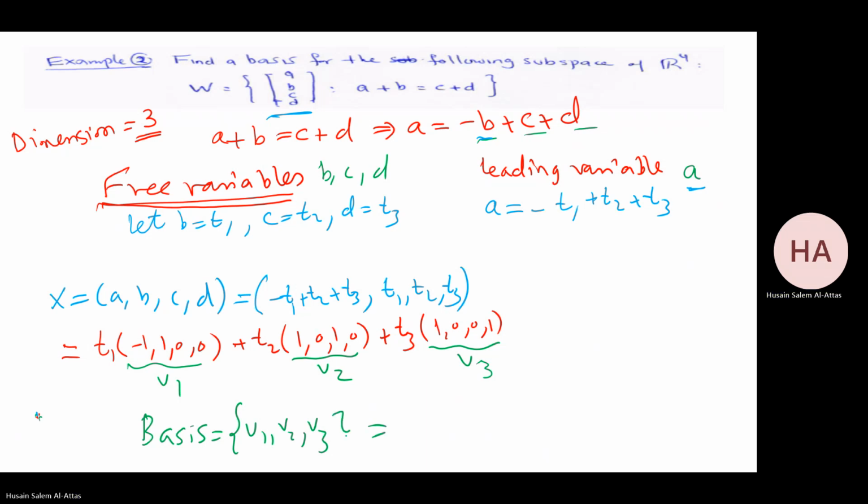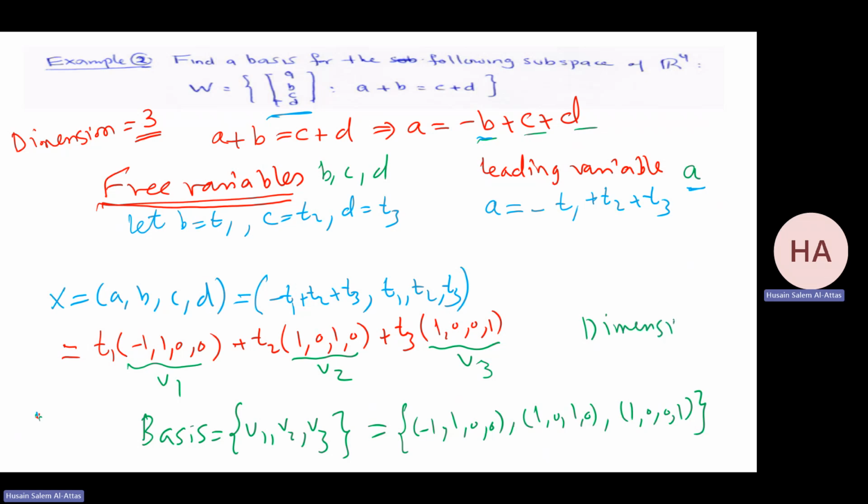Which is minus 1, 1, 0, 0, and 1, 0, 1, 0, and 1, 0, 0, 1. The dimension of this vector space will be 3.